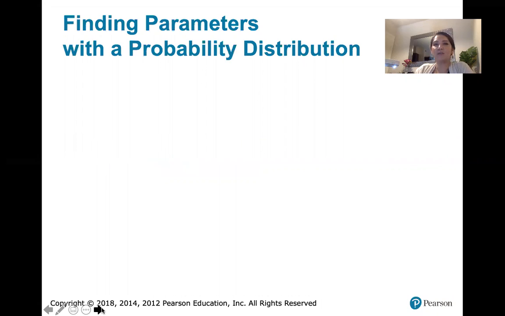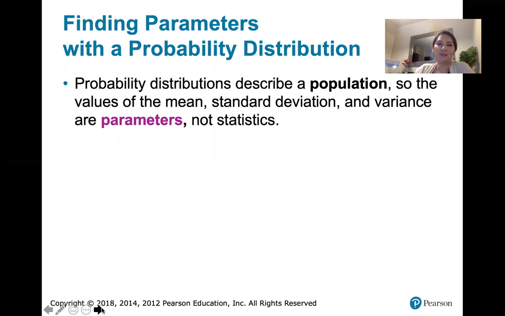Now remember, when you're using a probability distribution, we're actually finding parameters, population parameters, and not sample statistics. The probabilities in our probability distributions come from that classical approach to calculating a probability. When we're using that classical approach and we've got all of the possible values of that random variable x, the data in that table describes a population, not a sample.